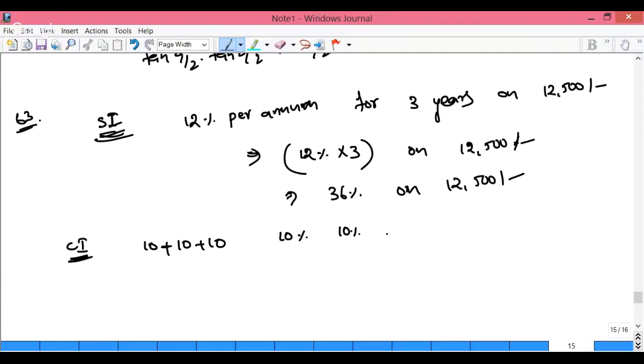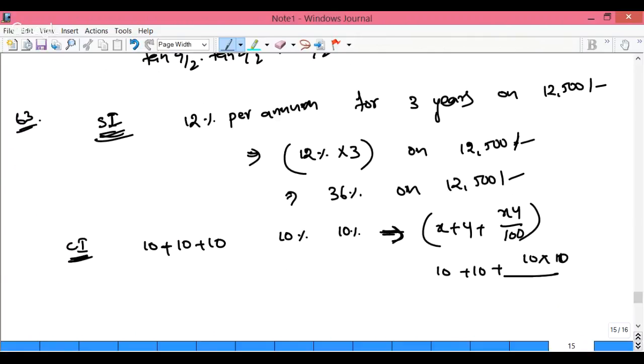So the total percentage increment will be x plus y plus xy by 100. This is the percentage increment when successive percentage increases happen. 10 plus 10 plus 10 into 10 by 100 will be equal to 20 plus 1, that is equal to 21 percentage for 2 years.